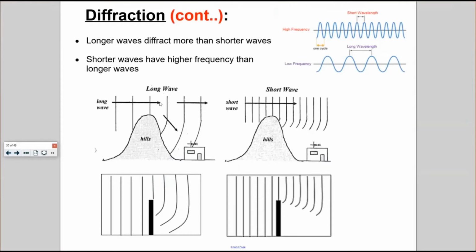Now, another property. Longer waves diffract more than shorter waves. Now, what is a long wave and what is a short wave? As you can see over here, shorter waves have higher frequency, whereas long waves have low frequency.